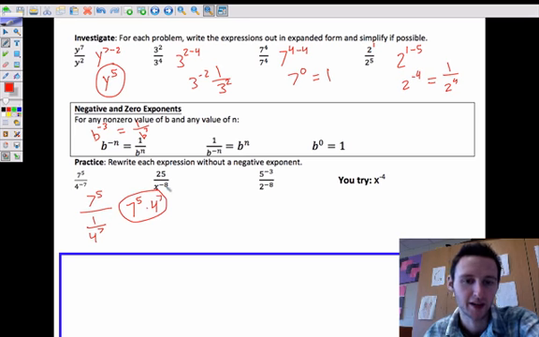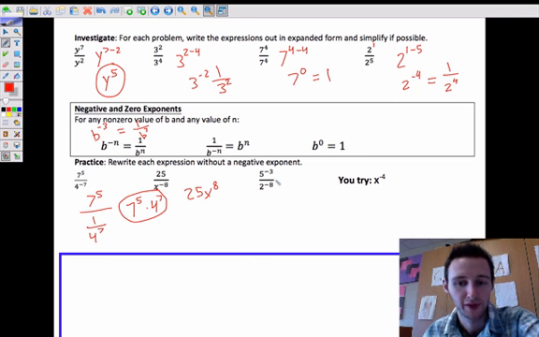Negative exponent here, that means if you have a negative exponent in the denominator, you're just going to flip it back up to the top. So this is really just going to be 25x to the 8th. And then over here, since both of them are negative, I'm going to flip both. So this is just going to end up being 2 to the 8th over 5 to the 3rd.